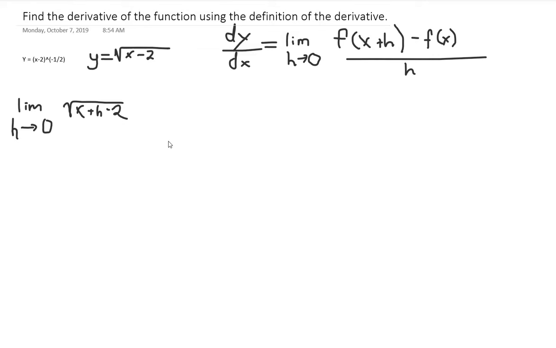And that's all you really do when you see f of x plus h. Just add a plus h right next to the x. If the x is under square root, the h is also under square root. If the x is squared, the h is also squared. H and x go hand in hand in the definition of a derivative. Okay? And then minus just the regular function. We'll do the square root of x minus 2. And this is all over h. Okay, so now we have it plugged in.